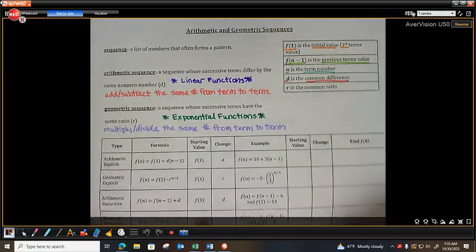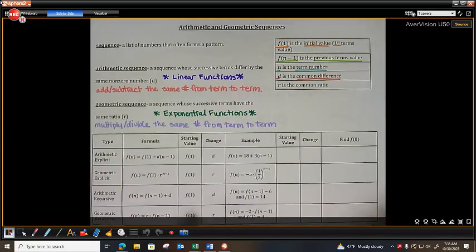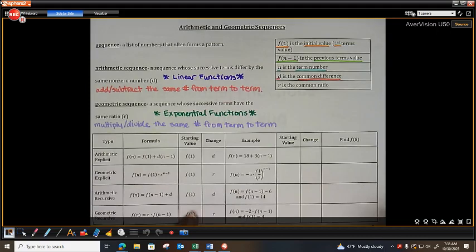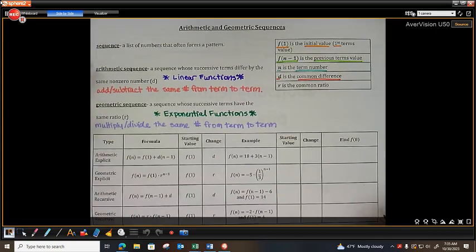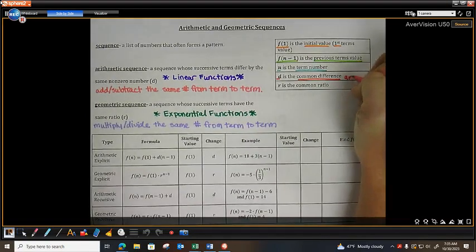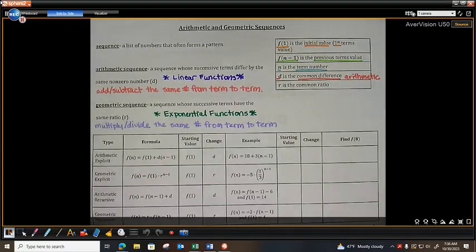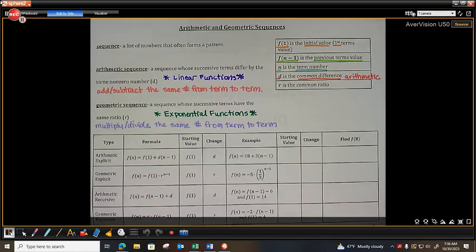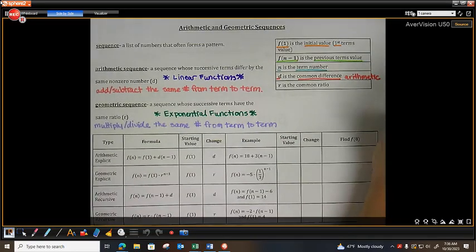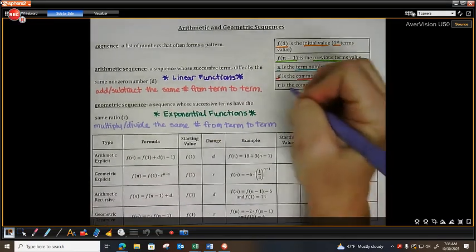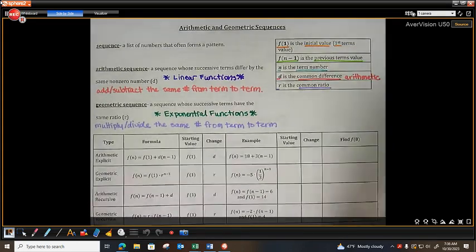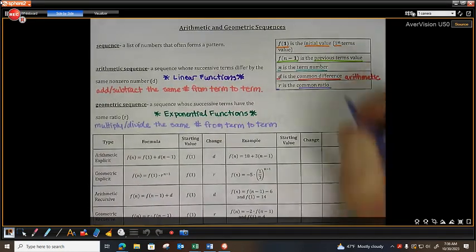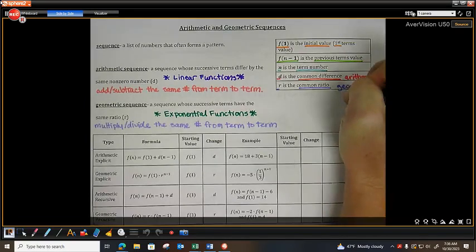And that's in what type of sequence? Which of these over here? Which one has a D? Arithmetic, which is an example of a linear function. So arithmetic sequences have a D, a difference, meaning you're adding or subtracting, and then R is your common ratio. Which one has an R? Geometric. That's when you're multiplying.